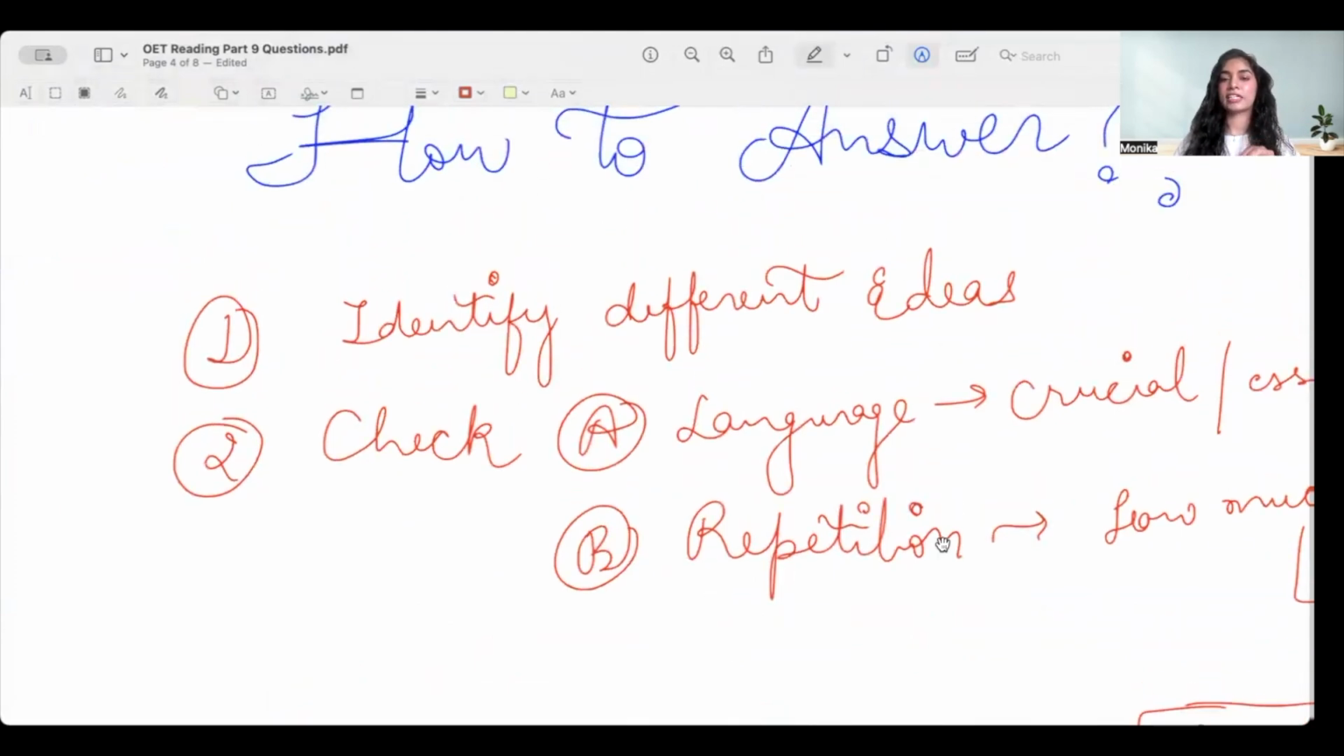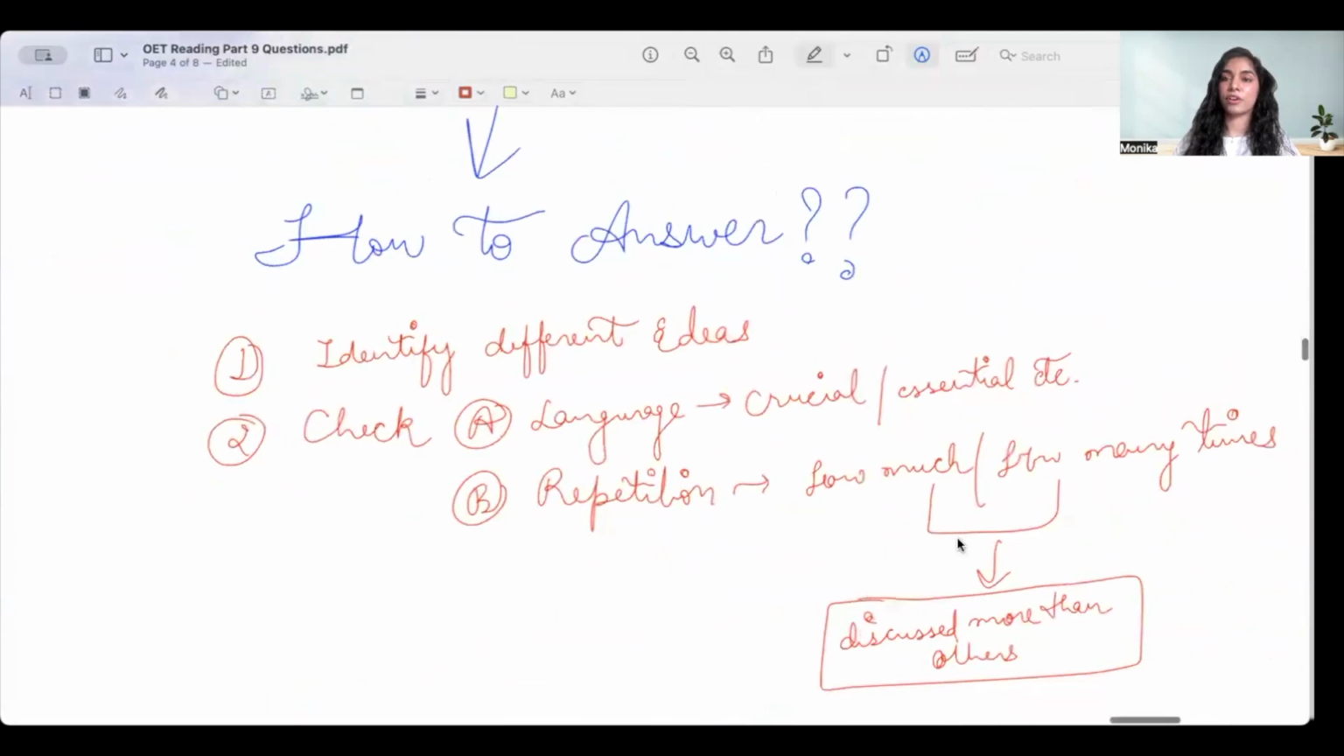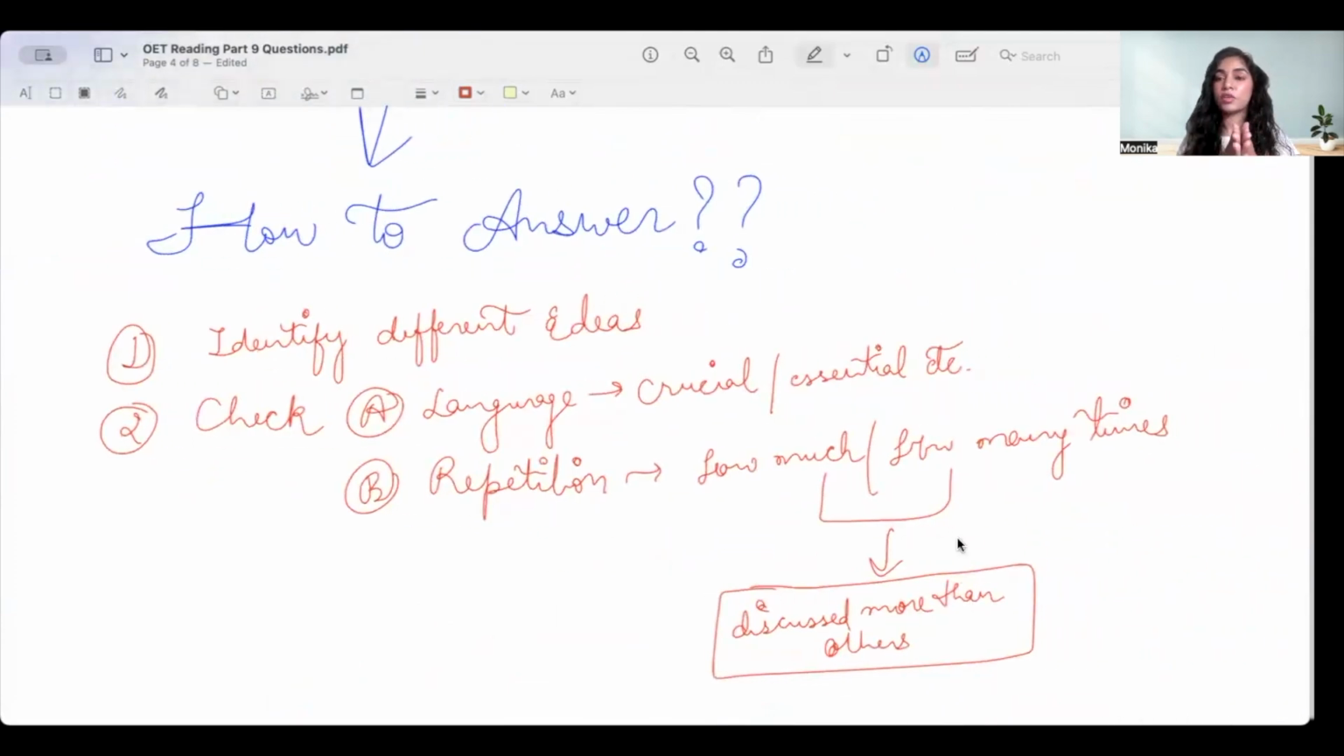The first thing is please identify the different ideas in the paragraph, because if you are not able to identify one idea from the other idea, then you will think everything is the same. So you should be able to identify, okay, this is one idea. They have now moved on from this idea to this idea. So basically, you know how to answer just like we answer a just question.